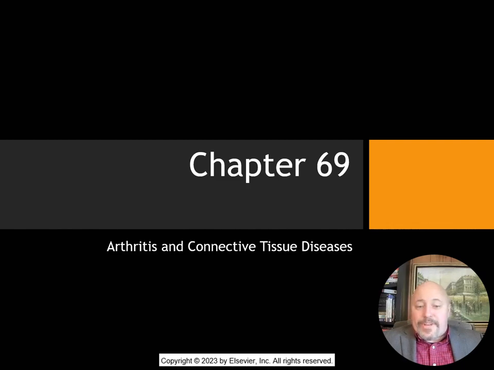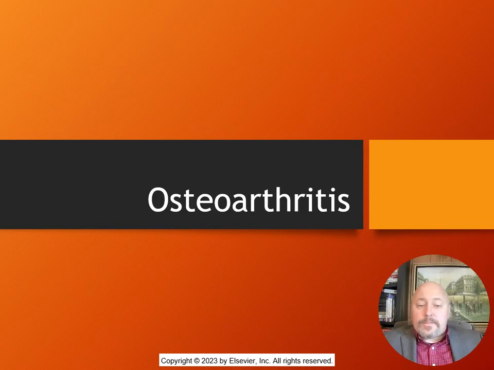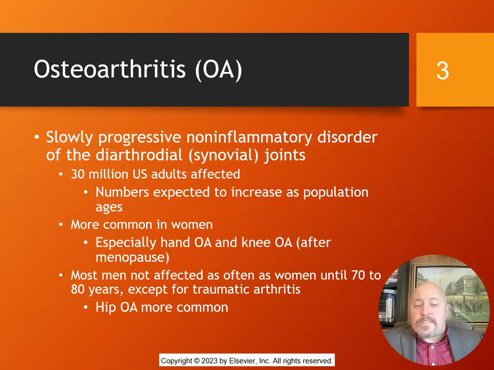Wrapping up today with Chapter 69, Arthritis and Connective Tissue Diseases. Due to the length, I've split this up into Part 1 and Part 2. Let's start with osteoarthritis. This is a slowly progressive, non-inflammatory disorder of the diarthrodial synovial joints.